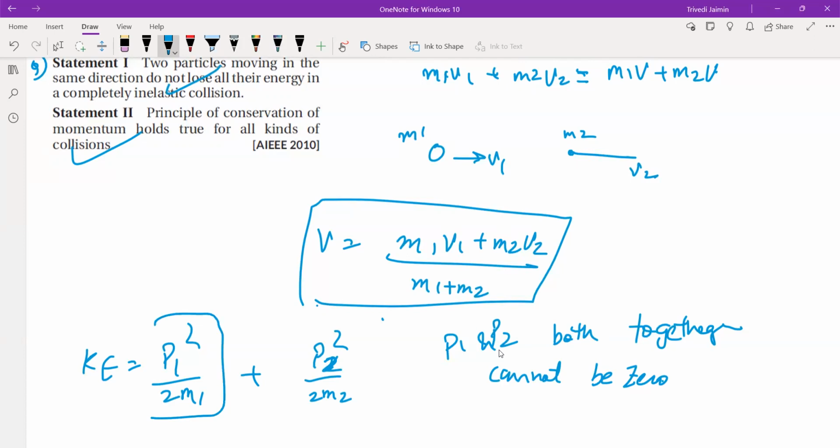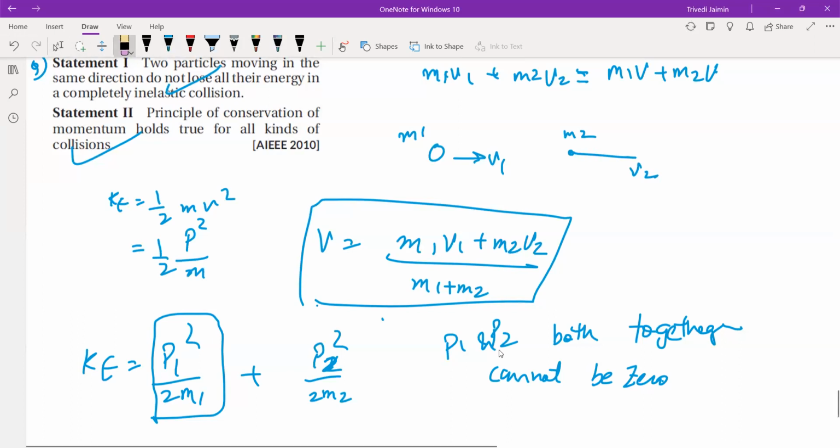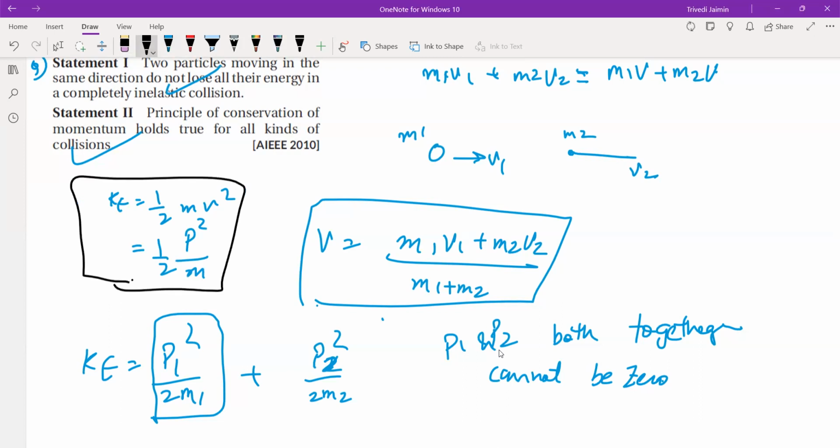And you know, right, how to get this value? Half m v square, so it is p square by 2m. If we use this equation in the previous question also, we have p square, so it will be squared, so dividing by m. Okay.